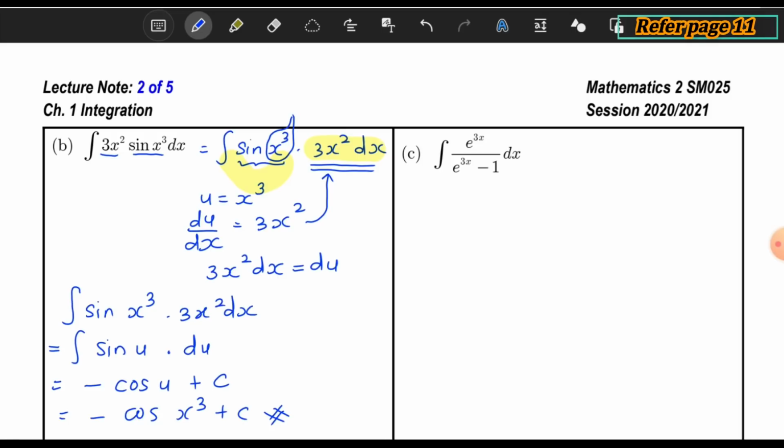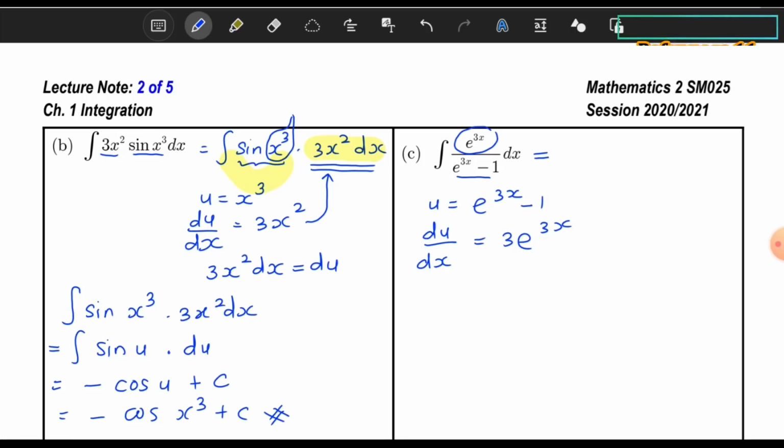Settle for part B. For part C, we have exponent 3x for numerator and exponent 3x minus 1 for the denominator. Okay, both are exponential functions. Okay, so yang mana satu yang lagi susah? Yes, both susah, isn't it? But usually we will use the denominator as u. So we take u equal to exponent 3x minus 1. du dx equal to 3 exponent 3x.